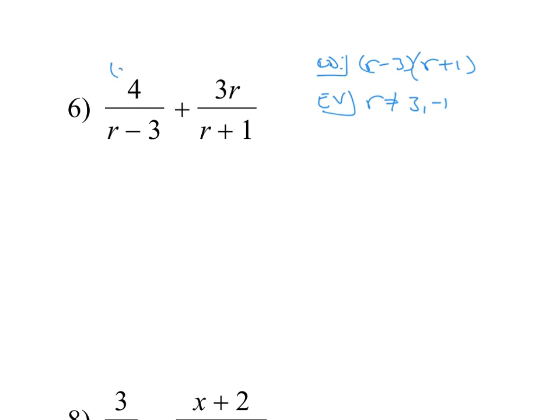So this one needs the r plus 1. This one needs the r minus 3. So what I have is 4 times r plus 1. It's a plus in the middle. 3r times r minus 3 over your common denominator.